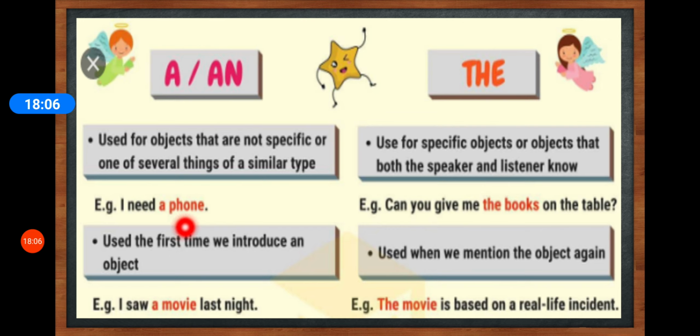Now a and an are used when we introduce an object for the first time. Like I saw a movie last night. So first time we are talking about the movie. So we'll say I saw a movie last night. Whereas the is used when we mention the object again. Like the movie is based on a real life incident. So that means we are talking about this movie. That's why the movie. We are talking about the object again. So we have used the article the. Right children?